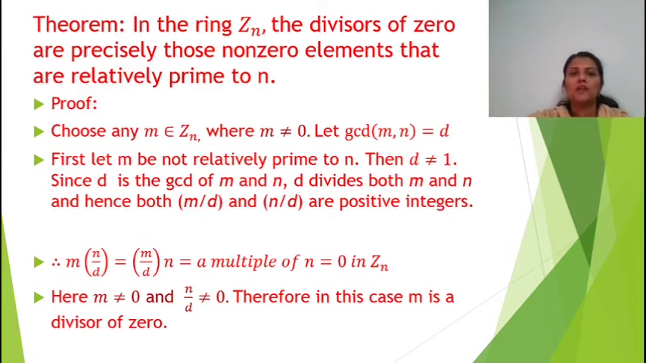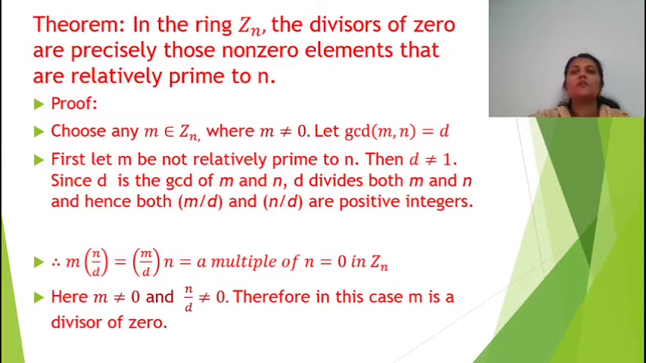Now we have a theorem. In the ring Zn, the ring of n numbers 0, 1, 2, 3, etc., n minus 1 with addition modulo n and multiplication modulo n, the divisors of 0 are precisely those non-zero elements that are relatively prime to n. Now we have the proof.